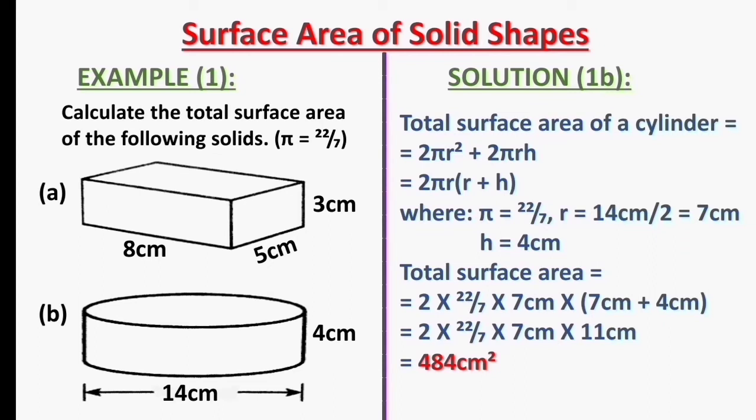The height of the cylinder is 4 centimeters. Substituting these values into your formula for total surface area of the cylinder, your answer becomes 484 centimeter squared. I hope question 1 is clear to you.